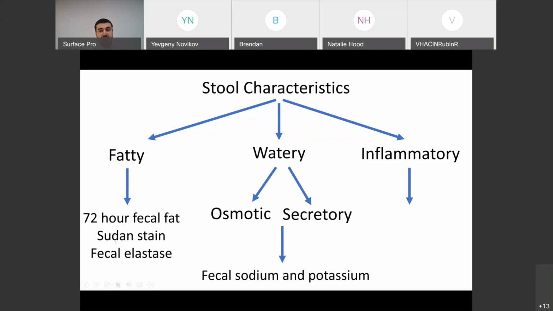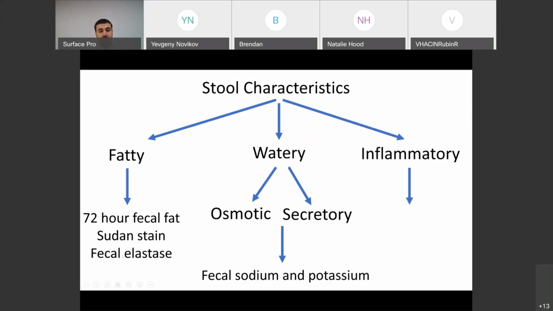Sudan stain is a spot qualitative measure of how much fat there is in the stool. So they'll be able to tell you if there's fat or not in the stool. And then fecal elastase is a third useful study. You can use it in patients in whom you're suspecting fat malabsorption or maldigestion due to pancreatic exocrine insufficiency.